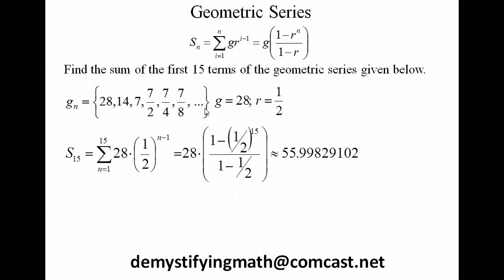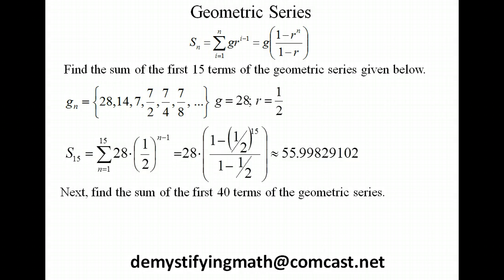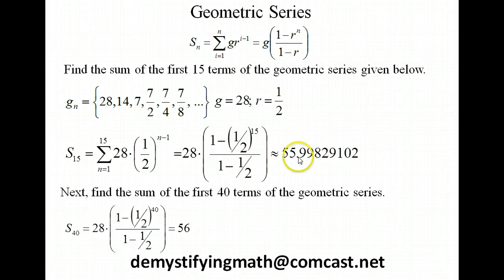Let's look at what happens when we try to find the sum of the first 40 terms. We actually come out to 56, which isn't very much more than what we had here, and that's because these numbers after the 15th term are so small they're not making much of a difference here, and we're getting the number 56.